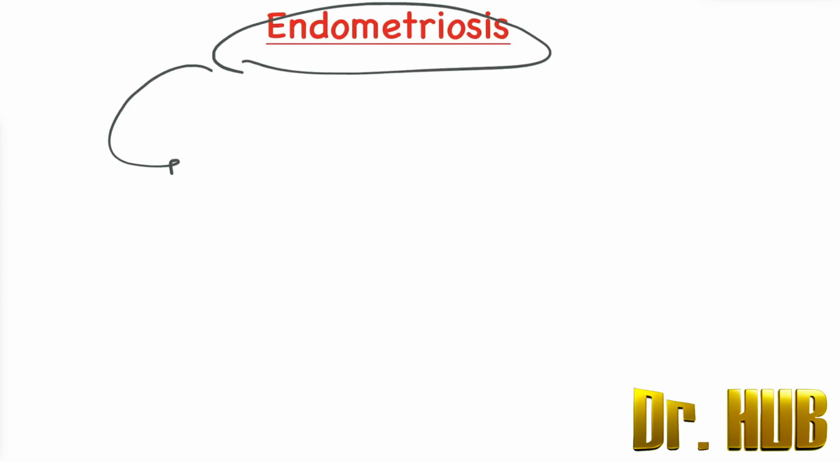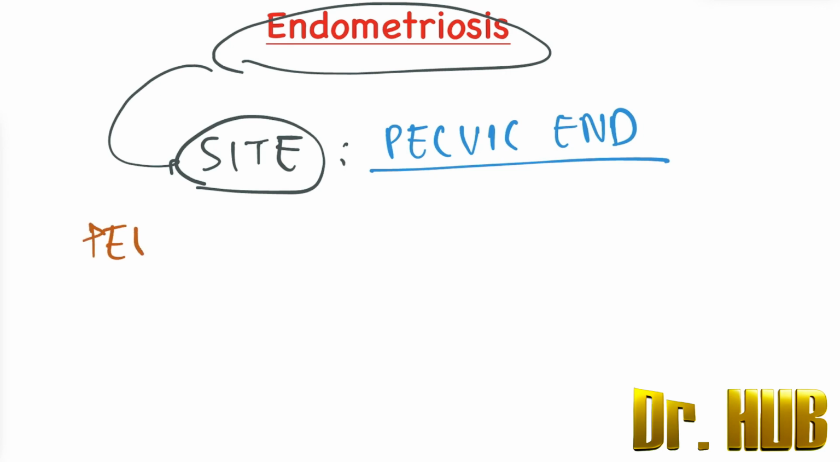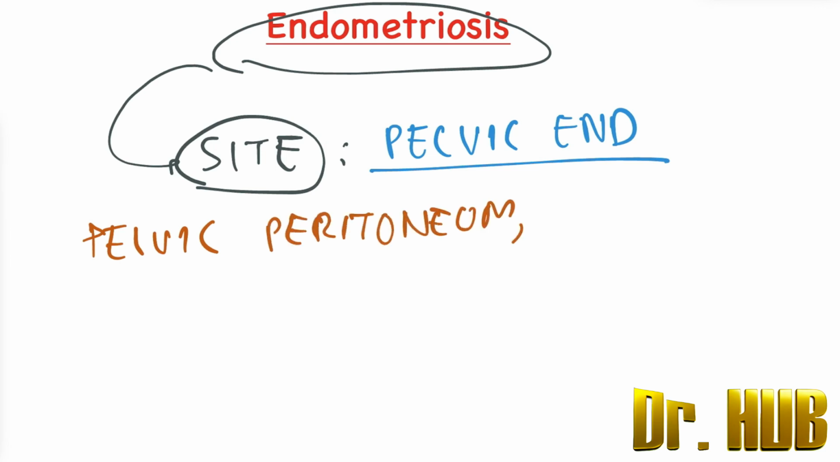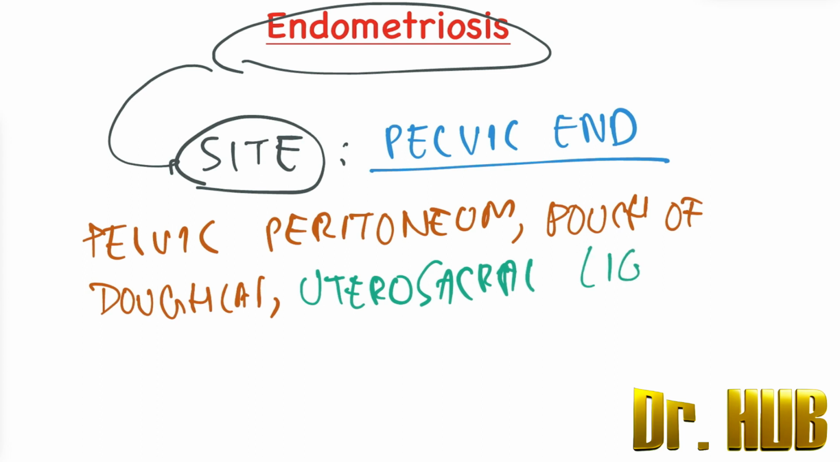Today we'll look at endometriosis, and we are breaking it into two headings. First is the site of endometriosis. The site of endometriosis includes pelvic endometriosis. Under pelvic endometriosis, what is involved is the pelvic peritoneum and the pouch of Douglas, and there is also the uterosacral ligament.